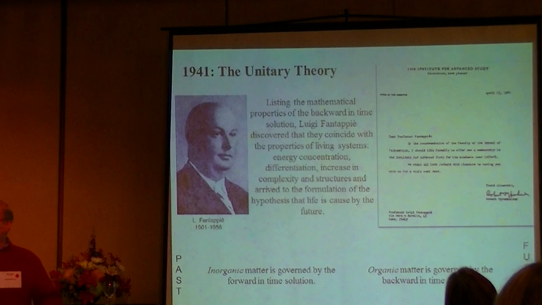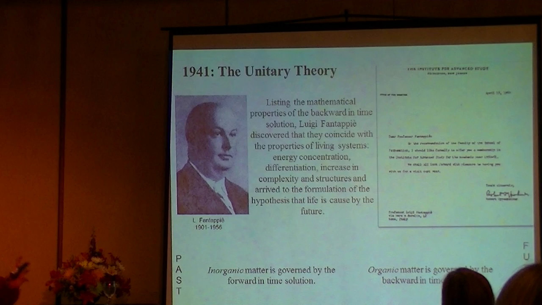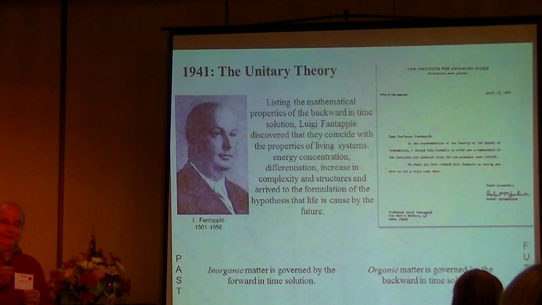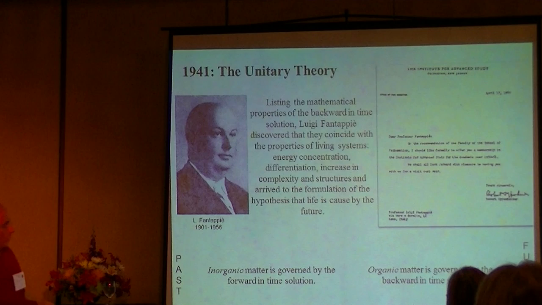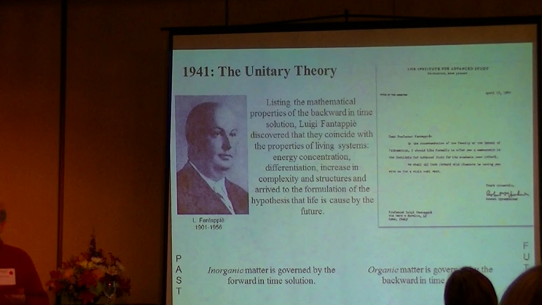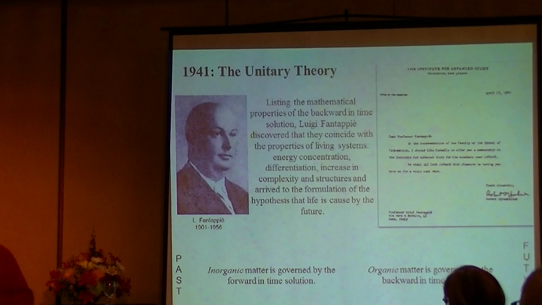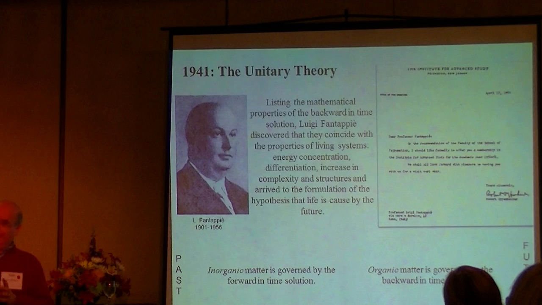Now, in 1941, an Italian mathematician, Luigi Fantappiè, who most people don't know anything about, was considered a genius in mathematics. At those times, he became full professor at the age of 27. He was invited by Oppenheimer to become a member of the Institute for Advanced Study. He was a good friend of Enrico Fermi and Einstein. He had worked with Heisenberg. So in a way, he had links with all the different ideas of those times.